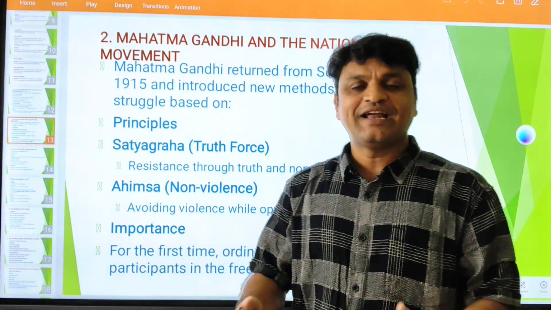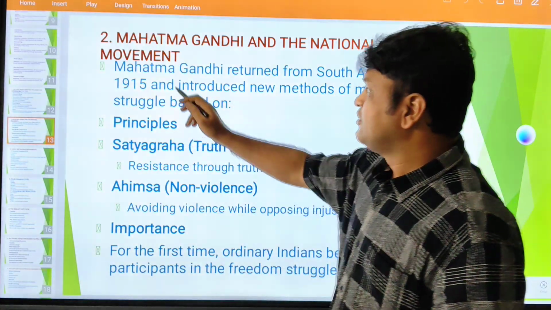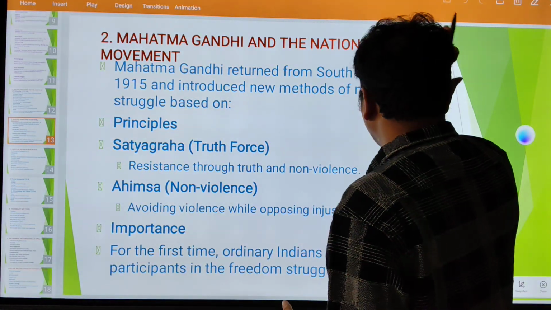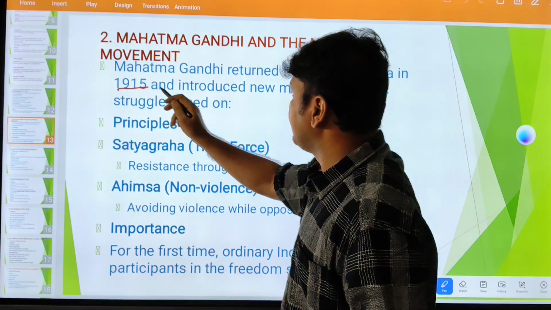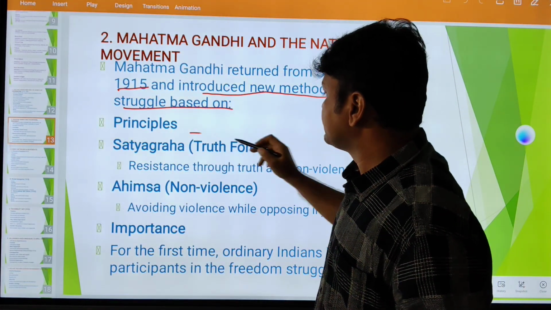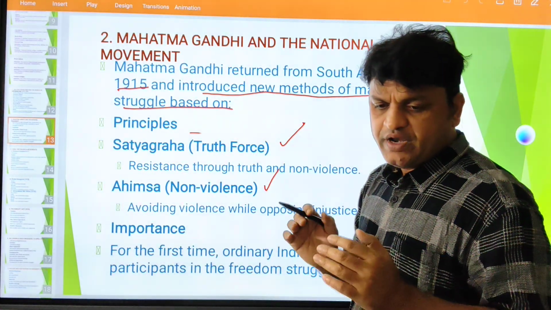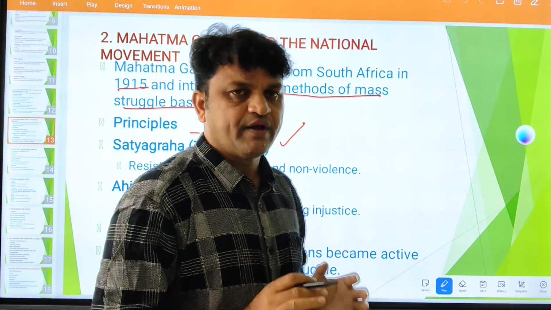So yeah, fighting against the British, it's a kind of team. He was the captain actually. Mahatma Gandhi returned from South Africa in 1915 and introduced new methods of mass struggle based on satyagraha, truth force, and ahimsa, non-violence. So very, very important from an examination point of view.